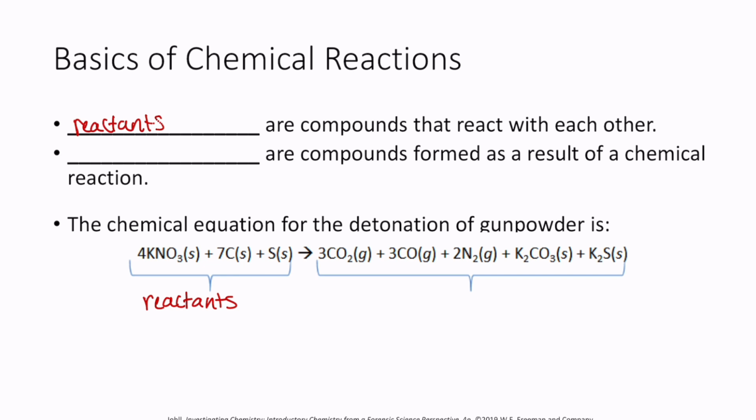Now, let's talk about what it is they're making. They are making the products. So the products are the compounds that are formed as a result of the chemical reaction. They are the product of the chemical reaction. And the products are always given on the right of the arrow. Now, this reaction arrow here can also be read as yields. So the reactants yield the products.